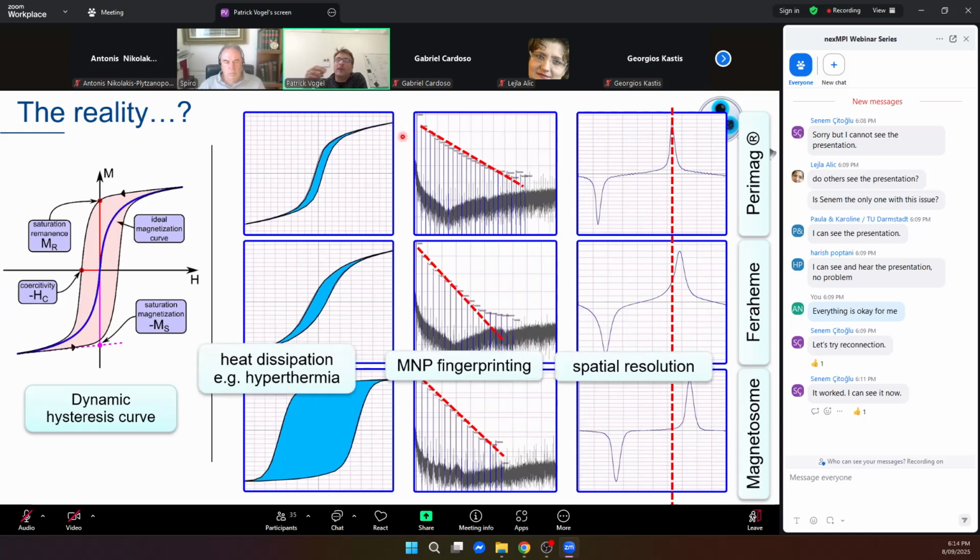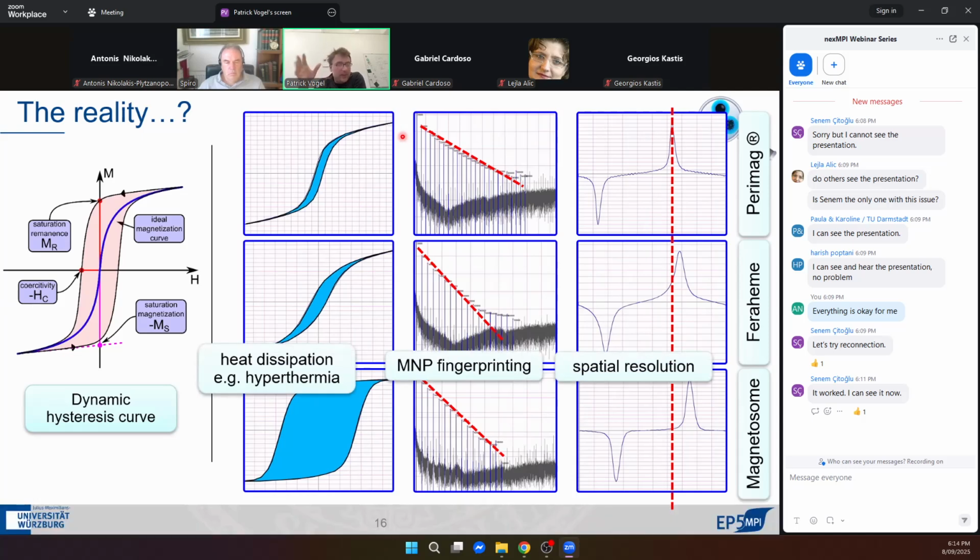But yeah, this is the point I want to address. All the particles will provide different features. And so Perimag, for example, is quite good for imaging processes. Magnetosomes, in theory, are also quite good, but they are also, for example, usable for hyperthermia as well.